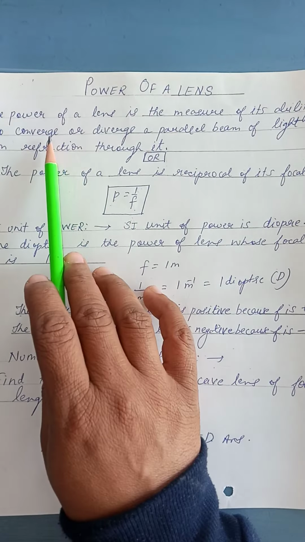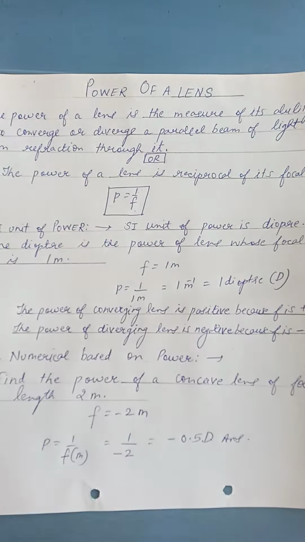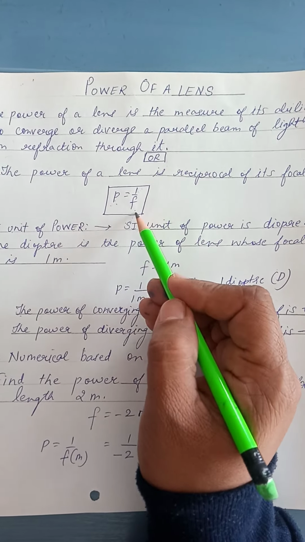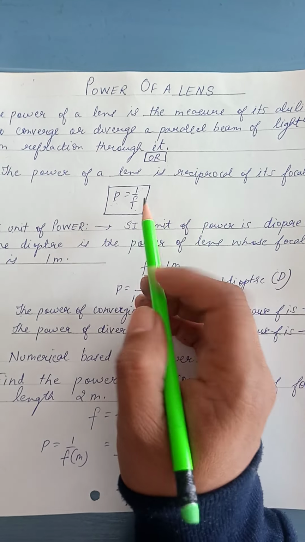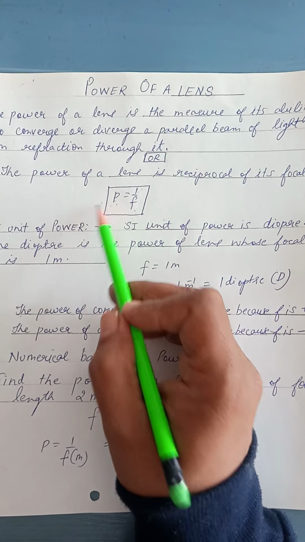So the power of the lens is the measure of its ability to converge or diverge a parallel beam of light on refraction through it, and the formula of the power is P equal to 1 upon F. So in the numerical, you have to calculate the F and then substitute in this formula, and you will get the power.